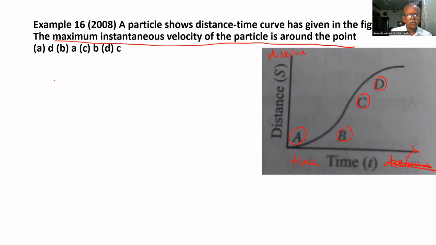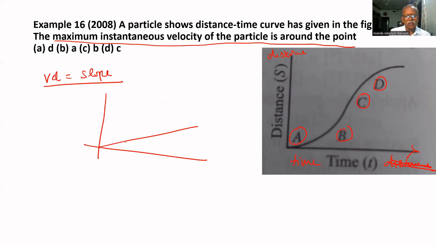Already we have seen that velocity equals slope. Suppose one particle has 30 degrees. If you plot between time and displacement, one has 30 degrees, another has 45 degrees. This has 45 degrees. This has 30 degrees. The slope of this is less.